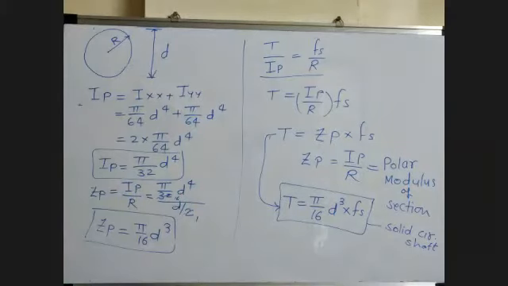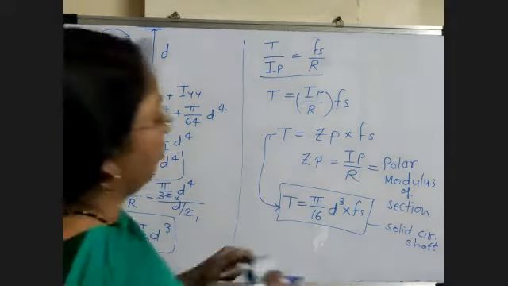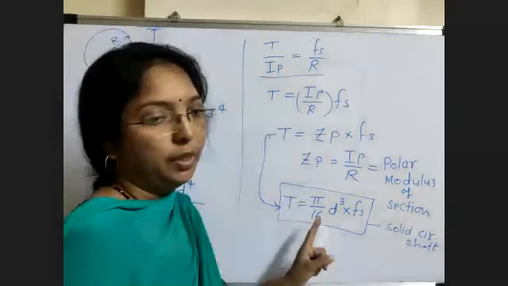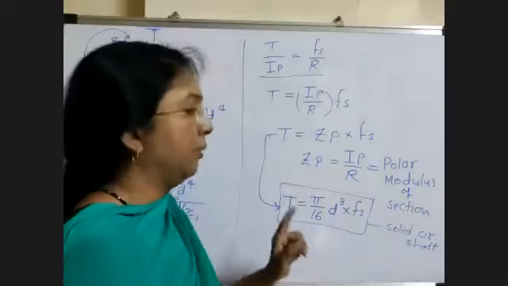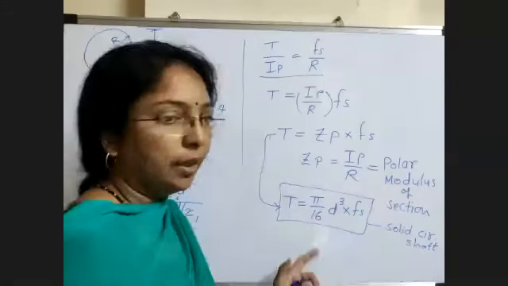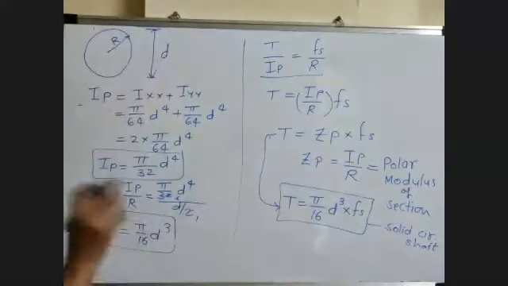So what we get for a solid circular shaft is T is equal to pi by 16 d cube into Fs. So this is nothing but your strength of the shaft. That means the ability of the shaft to resist the twisting moment. This is the modified formula of torsion. Now we saw this for a solid shaft. Now we do the same thing for a hollow shaft.